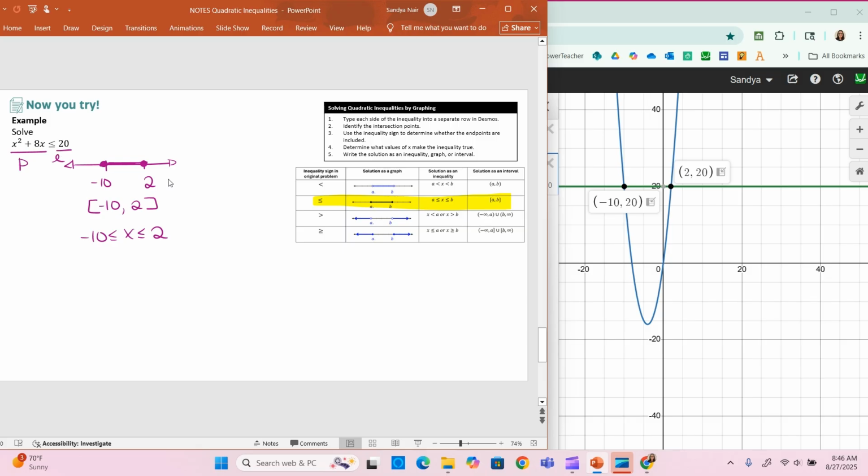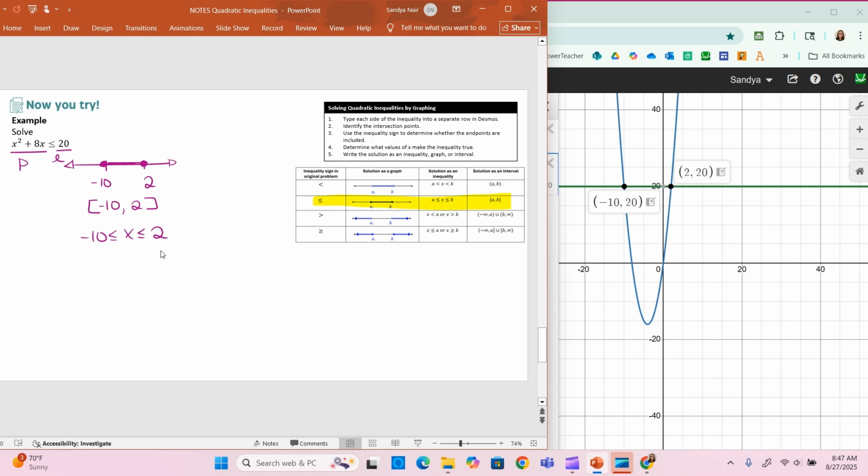Since it's a less than or equal to, my endpoints will be included. So on a graph, I'm going to put endpoints at -10 and 2 with filled in circles, and I'm going to shade the region between those two endpoints. As an interval, I'd put square brackets and say it goes from -10 to 2. And as an inequality, I write it as an "and" inequality: -10 less than or equal to x less than or equal to 2.